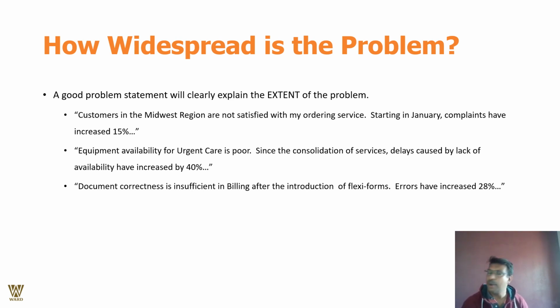Customers in the Midwest are not satisfied with my ordering. Starting January, complaints have increased 15%. Equipment availability for urgent care is absolutely poor since the consolidation of service. Delays caused by the lack of availability have increased by 40%. Look how quantifying it becomes. Quantification is very important for understanding the problem statement, or probably arriving at the solution to the problem.